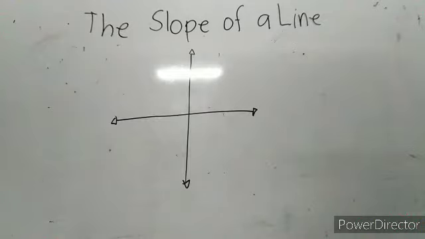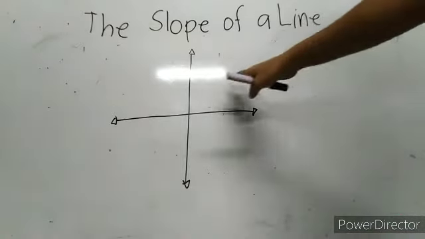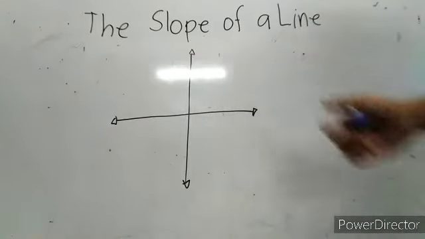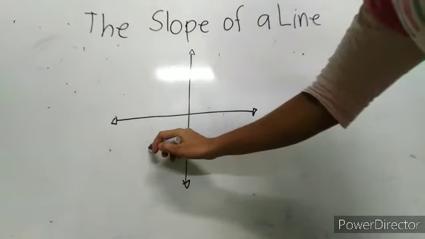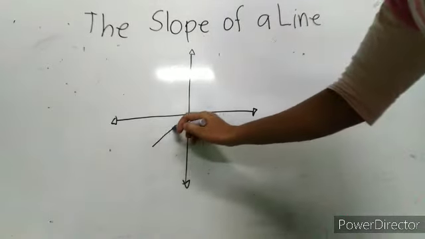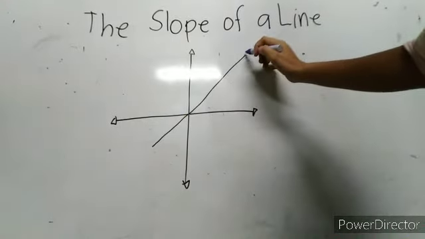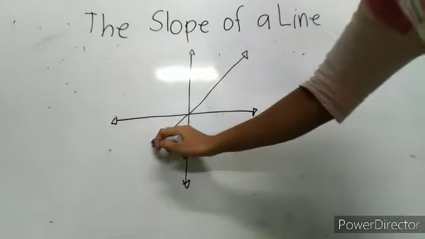Okay, so for this video, we are going to discuss the slope of a line. So I have here the rectangular coordinate system. Then I have here a graph. Okay, I will make a graph. This is our graph.